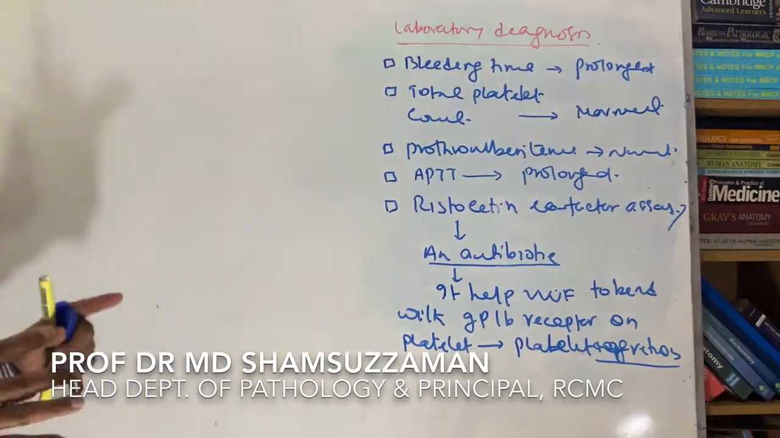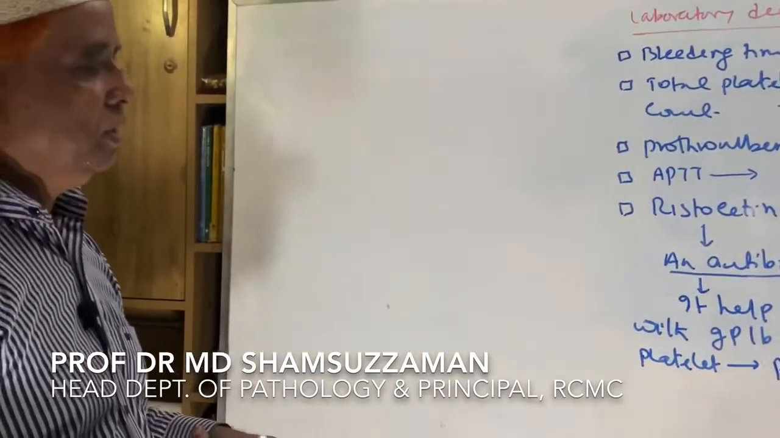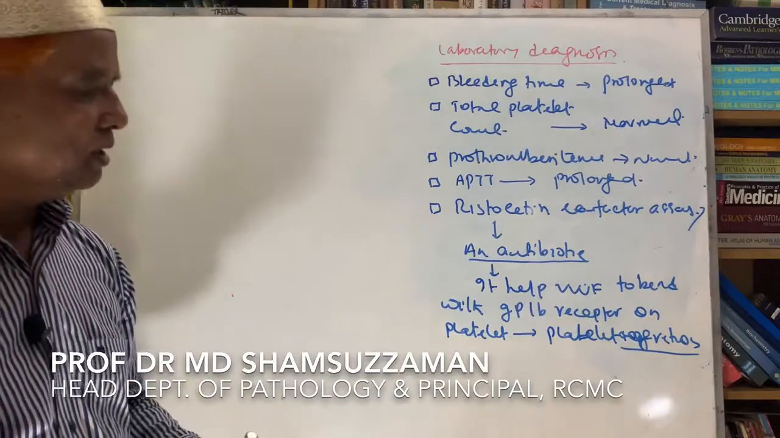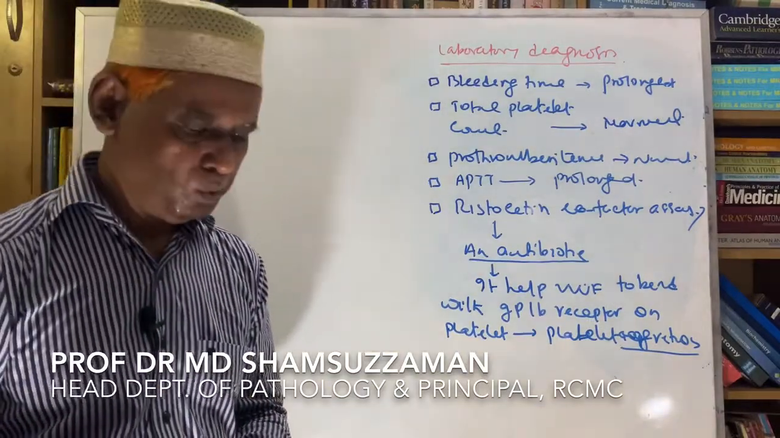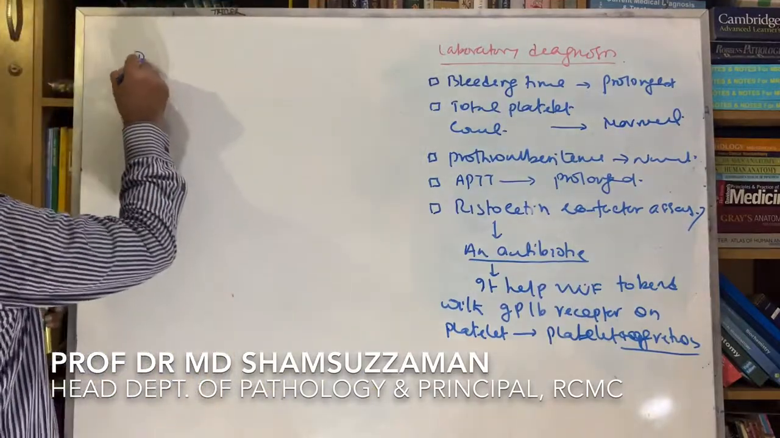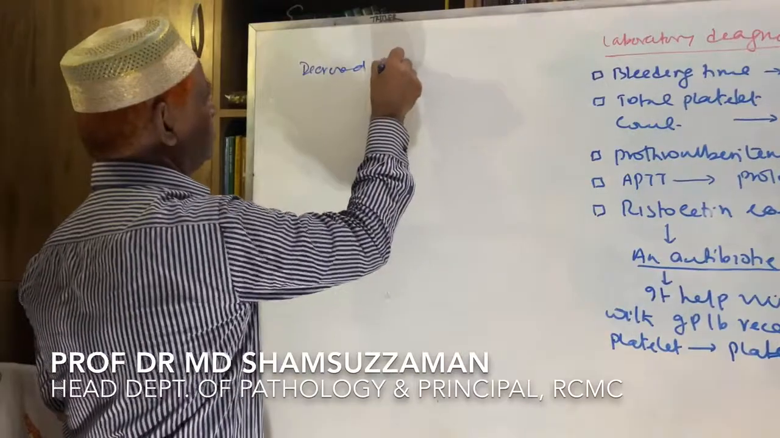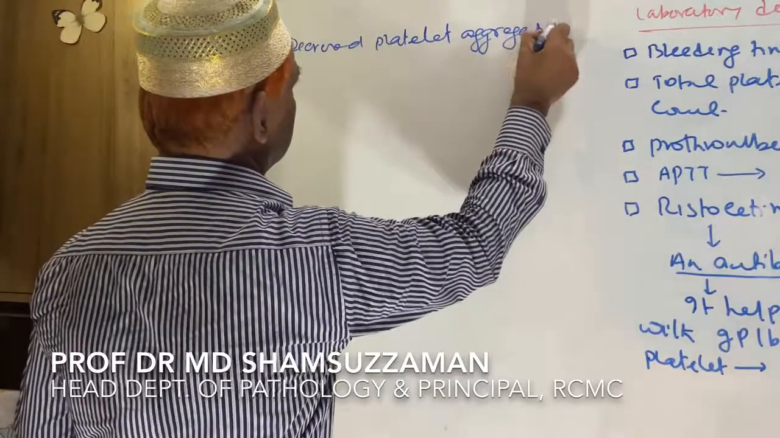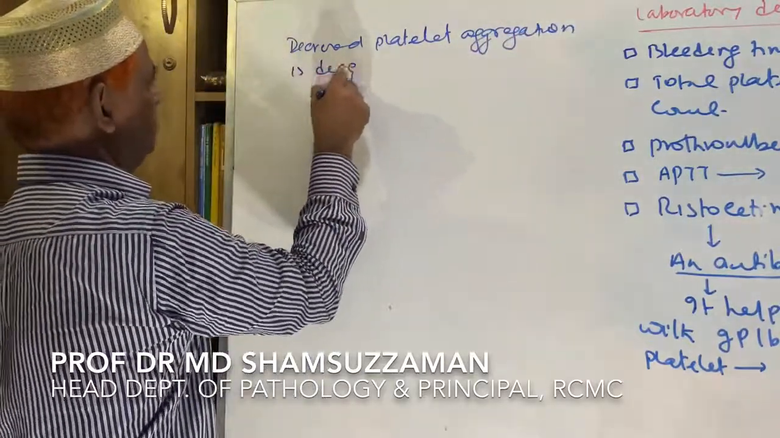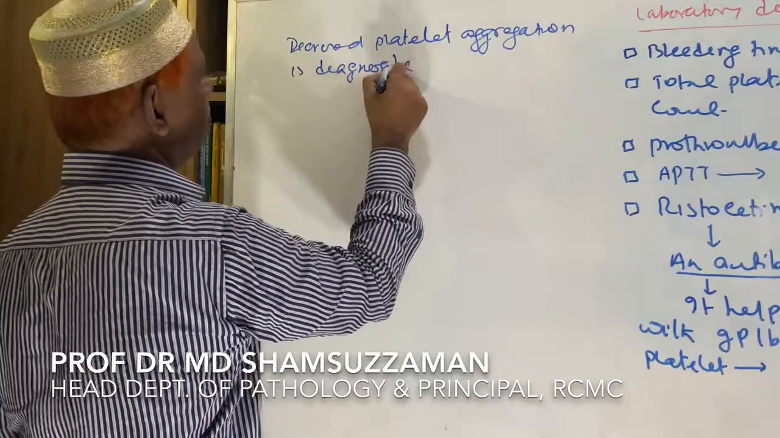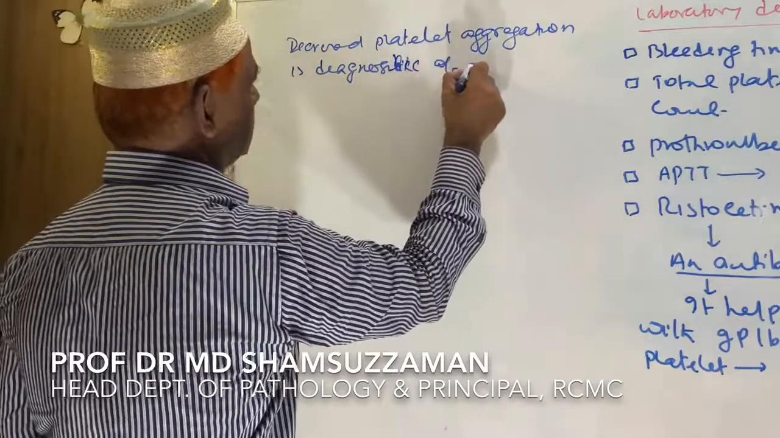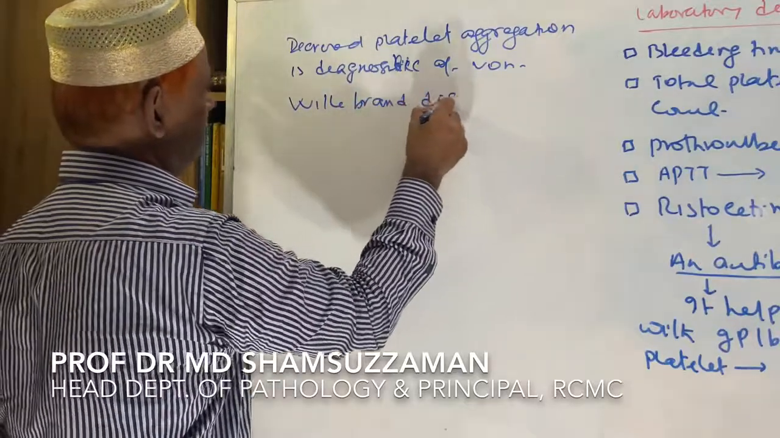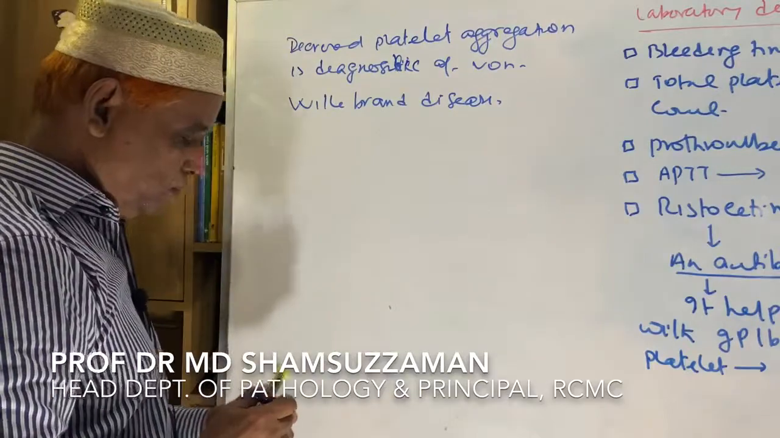If we get decreased platelet aggregation on addition of ristocetin, it is diagnostic of von Willebrand disease. This is all about von Willebrand disease.